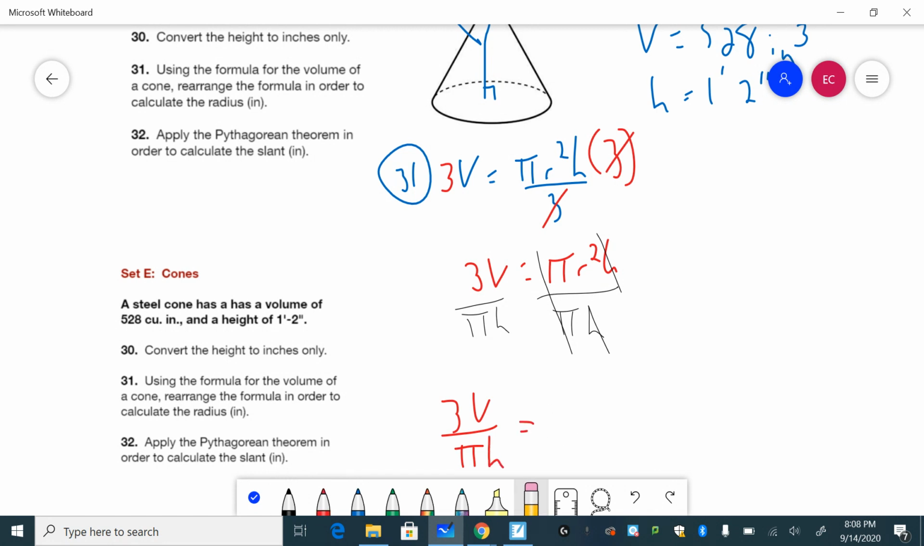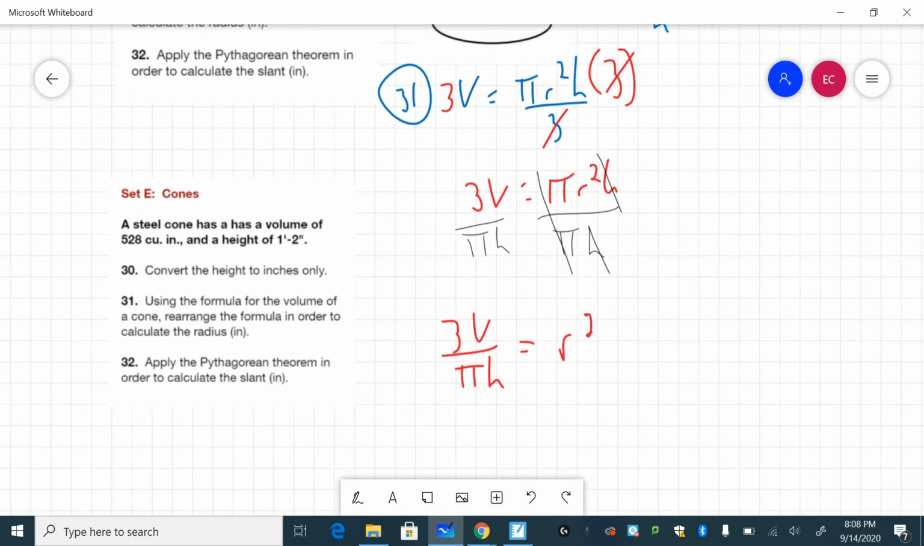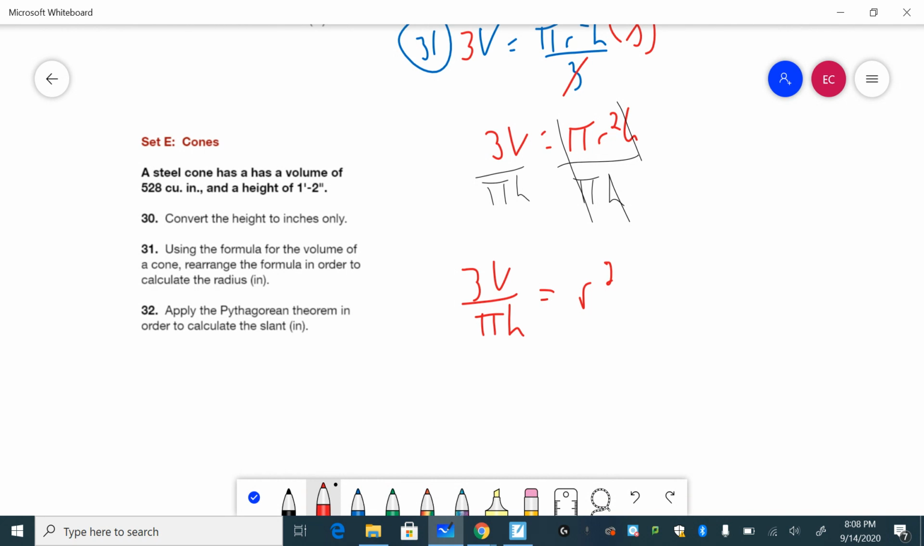Now, you don't want r squared, you want r. So just like you did in Pythagorean theorem, your last line to get rid of the exponent of 2, you square root both sides. That's what gets rid of the exponent of 2. So r equals the square root of 3v over pi h.